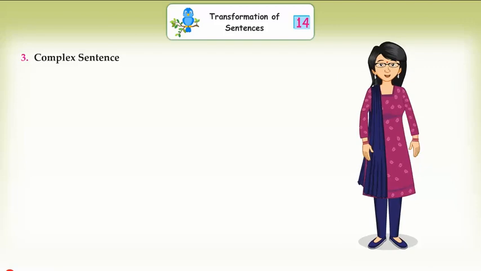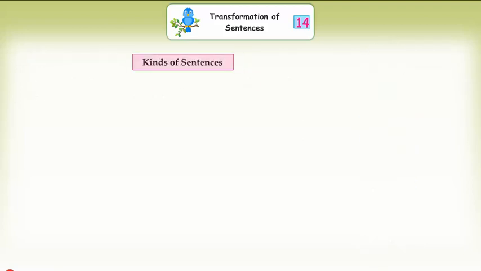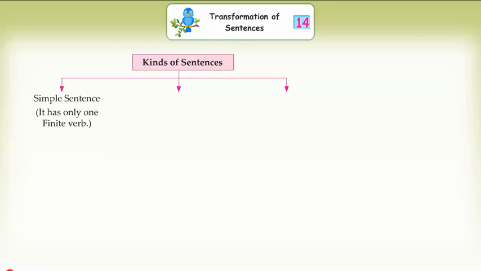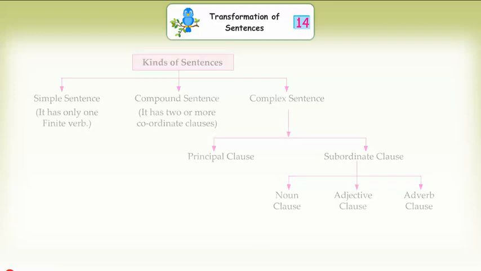3. Complex sentence. A complex sentence is one that consists of a principal clause and one or more subordinate clauses. Kinds of sentences. Simple sentence: it has only one finite verb. Compound sentence: it has two or more coordinate clauses. Complex sentence: principal clause, subordinate clause, noun clause, adjective clause, adverb clause.